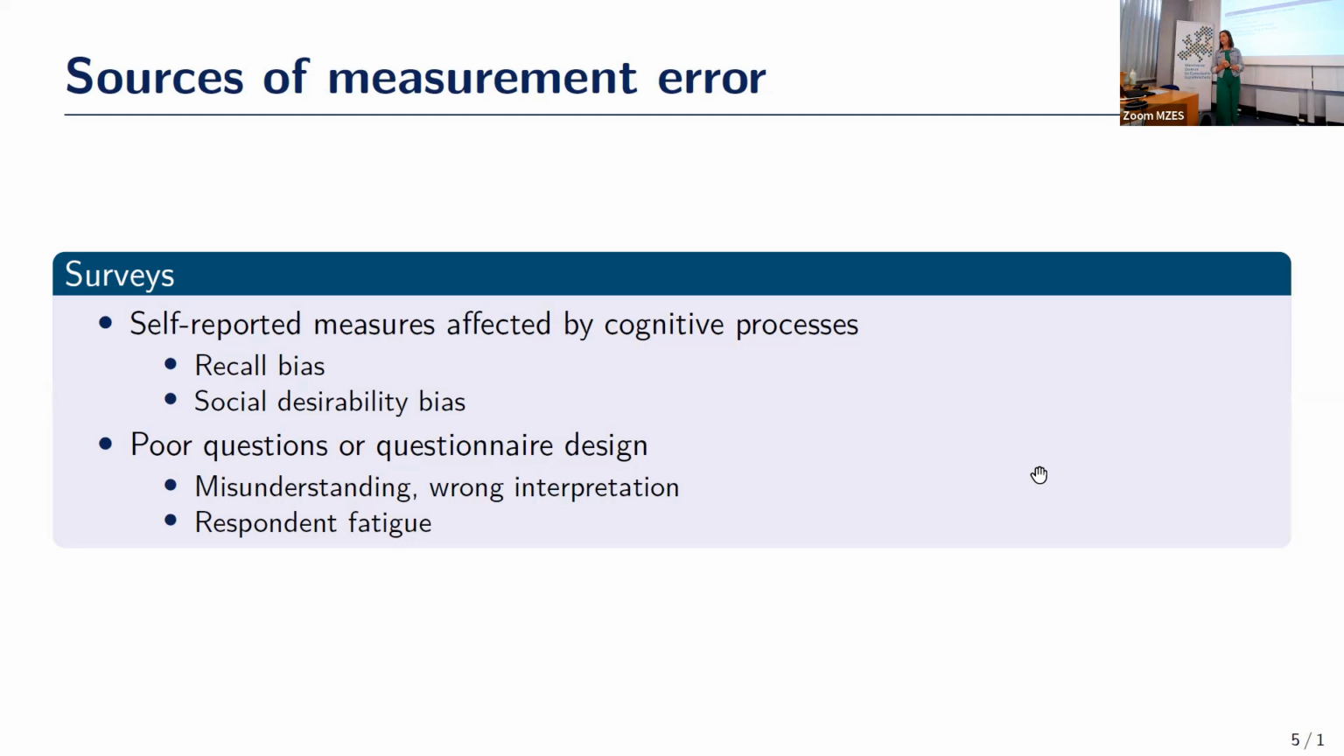So just very briefly on sources of measurement error, just a couple of examples for surveys and then also for digital trace data. I thought it would be nicer, keeping in mind the audience, not to talk about register data, but digital traces.